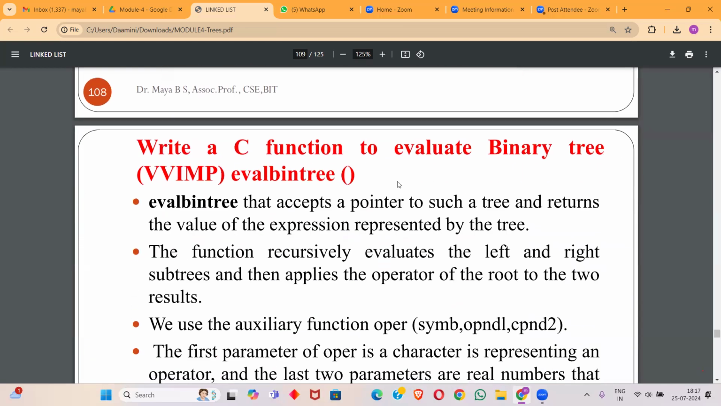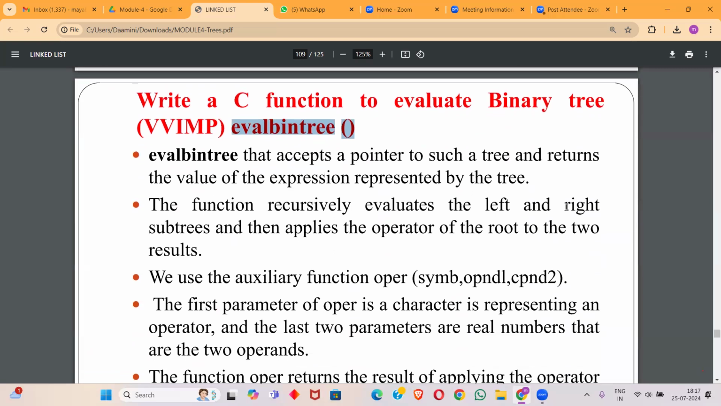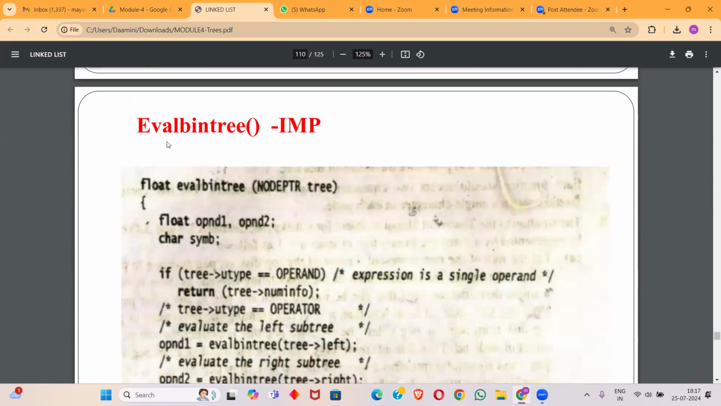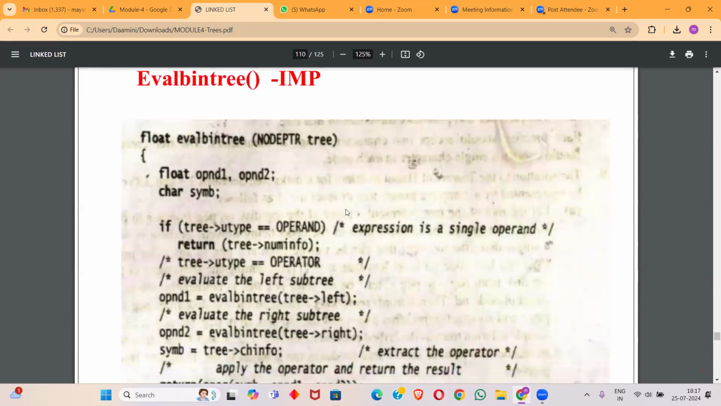This is a common question in all the question papers: how to evaluate your binary tree? If there are any operators in the binary tree, it can be evaluated by using the evaluate binary tree function. In the evaluate binary tree function, in the middle you have a symbol, on the left side is operand 1, and on the right side you have operand 2. Wherever I stress something as important, you need to concentrate. The evaluate binary tree function will use operand 1 and operand 2 with the symbol.